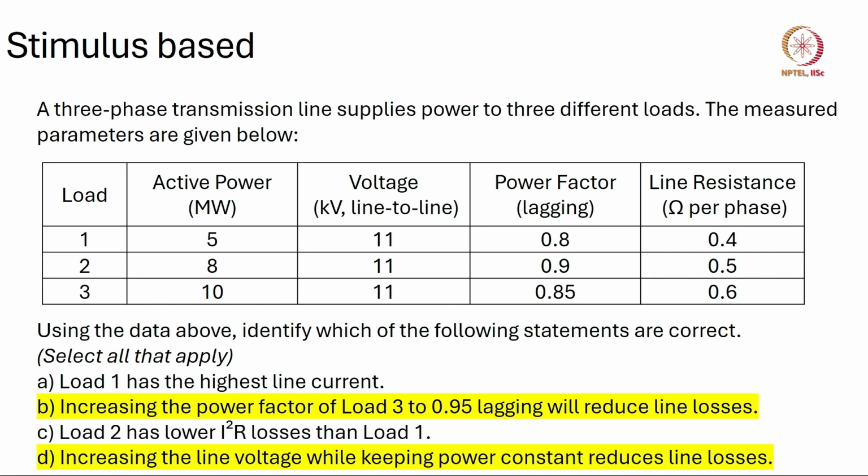Now we know that we have a formula for the line current of a 3-phase system. If the student understands that formula, the student will be able to reach the right answer. In this case, option B and option D are correct, while option A and option C are incorrect. Having such a setup helps us in catching students' misconceptions, and you can also see that if we use a stimulus, we are able to assess higher cognitive abilities of the students.